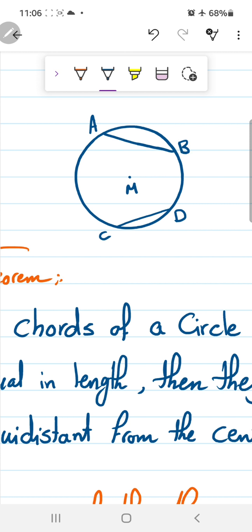We want to get the distance between AB and the center of the circle. The distance between AB and the center of the circle must be perpendicular to the chord. So to get the distance between the center and the chord AB, it must be perpendicular to AB. And also to get the distance between the chord CD and the center M, it must be perpendicular to the chord.